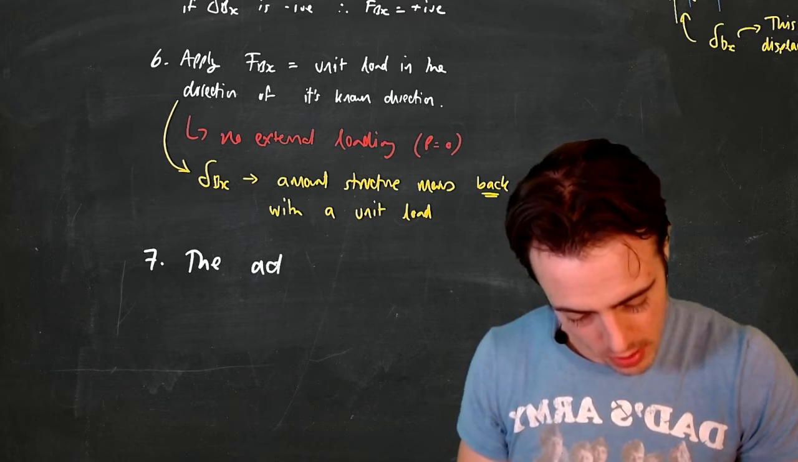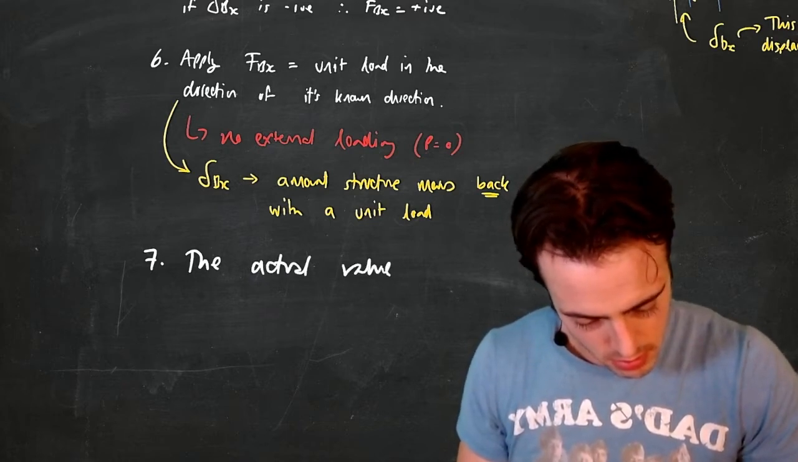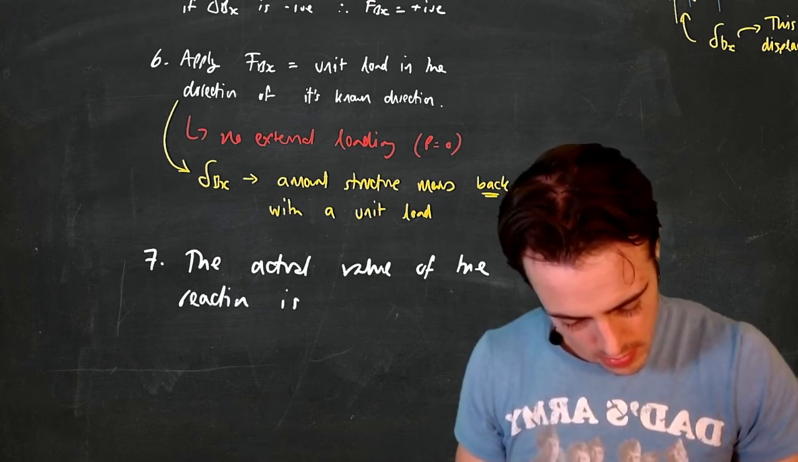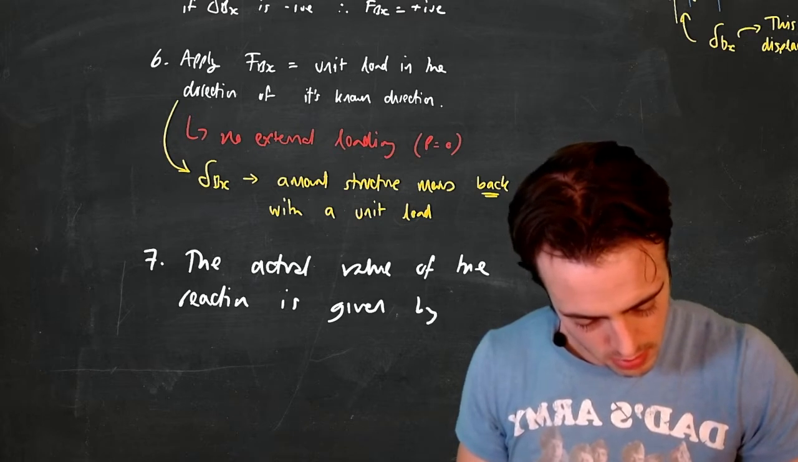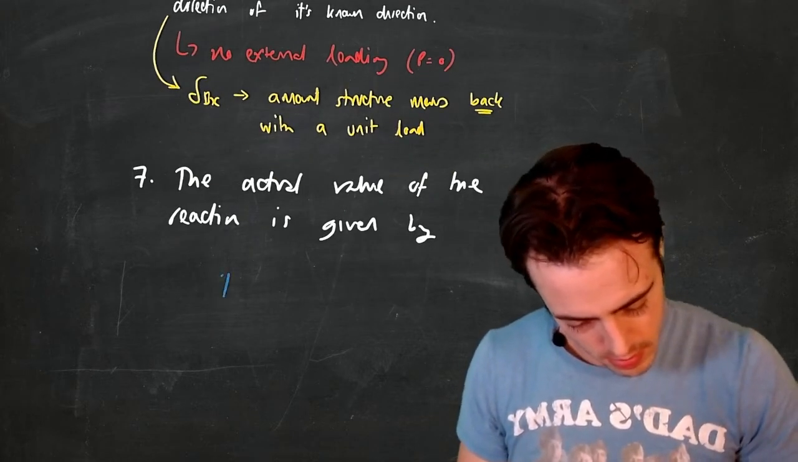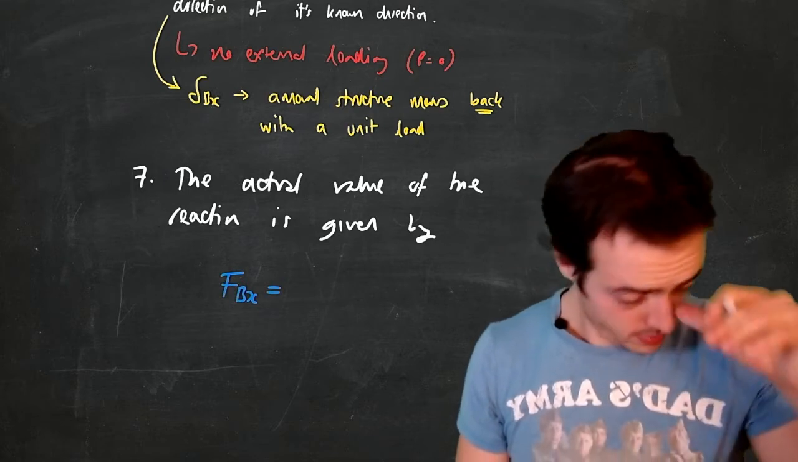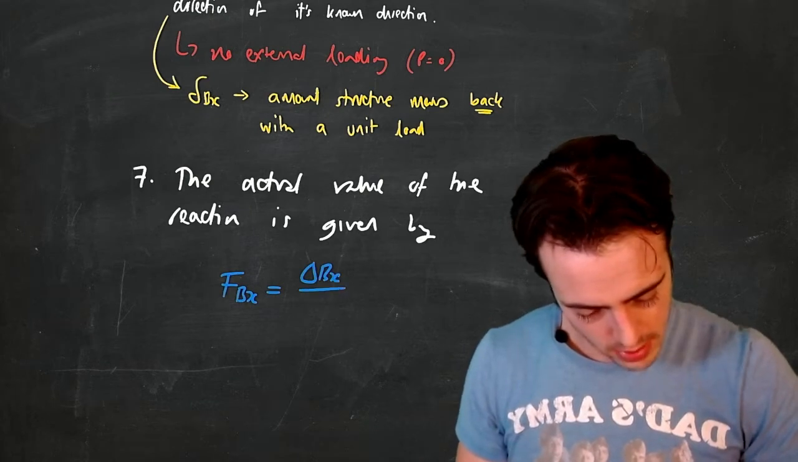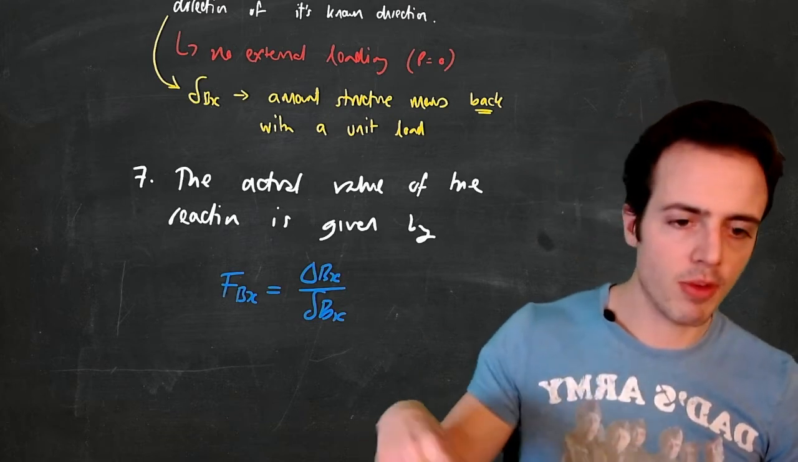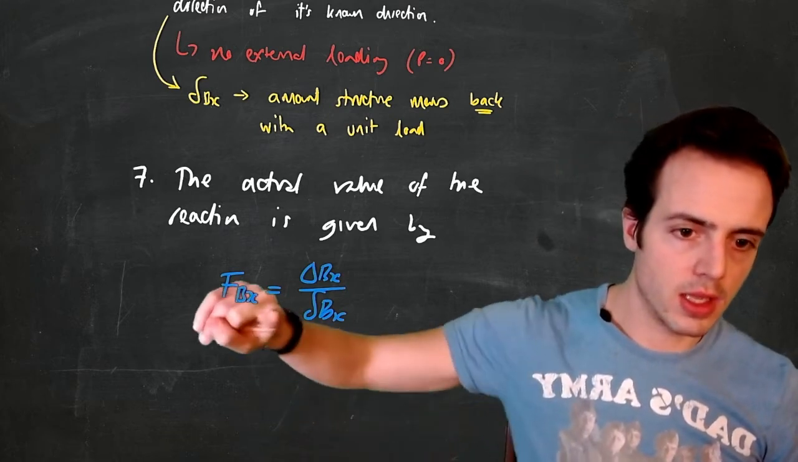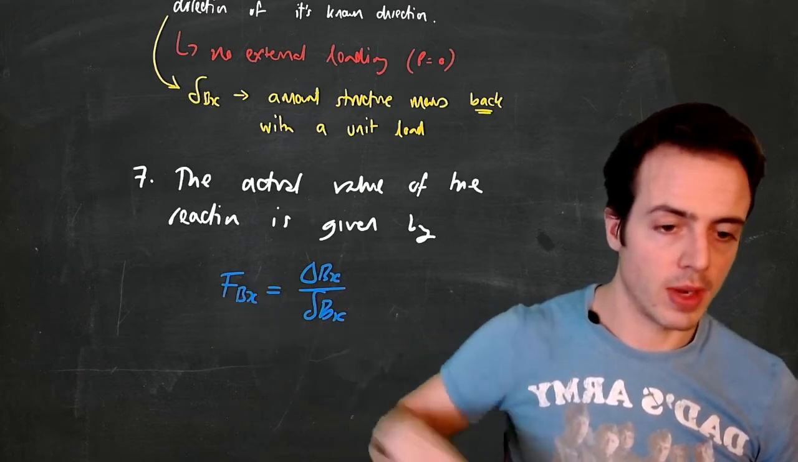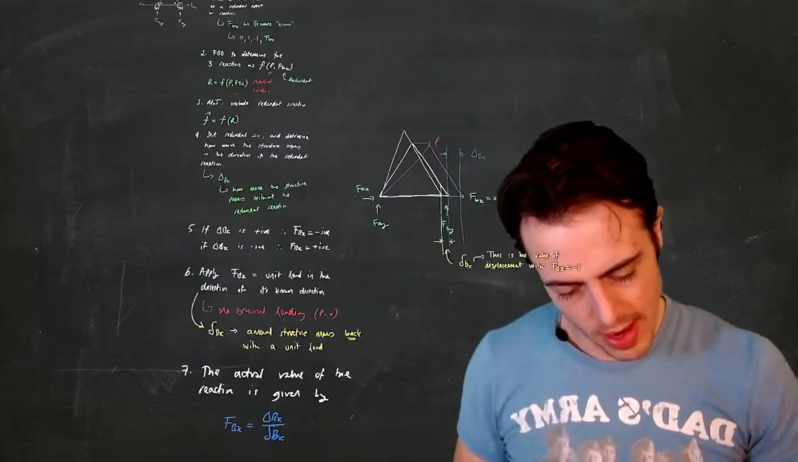So the actual value of the reaction is given by FBX is going to be equal to delta Bx divided by delta Bx. Okay, and if I'm being careful here, then the sign of this bottom one should be negative. Okay, so I would get a negative value in here. Okay, so that's the theory here of how we do this.